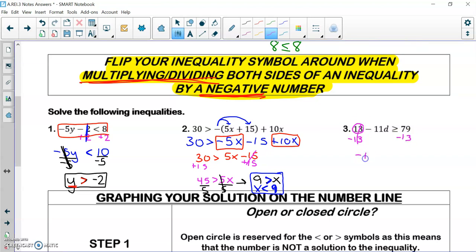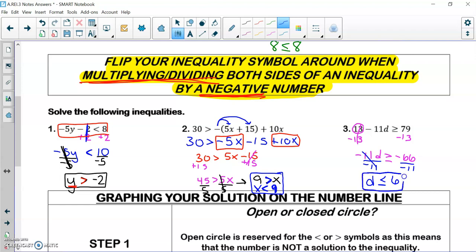So I have negative 11d is greater than or equal to negative 66. Now I'm going to divide by negative 11 on both sides, and since I'm dividing by a negative number on both sides of my inequality, the symbol needs to flip around. So it was a greater than or equal to sign, now it's a less than or equal to sign, and negative 66 divided by negative 11 is a positive 6.